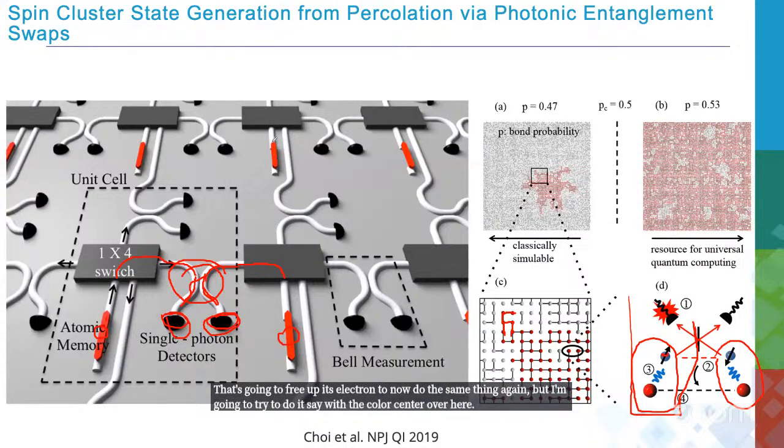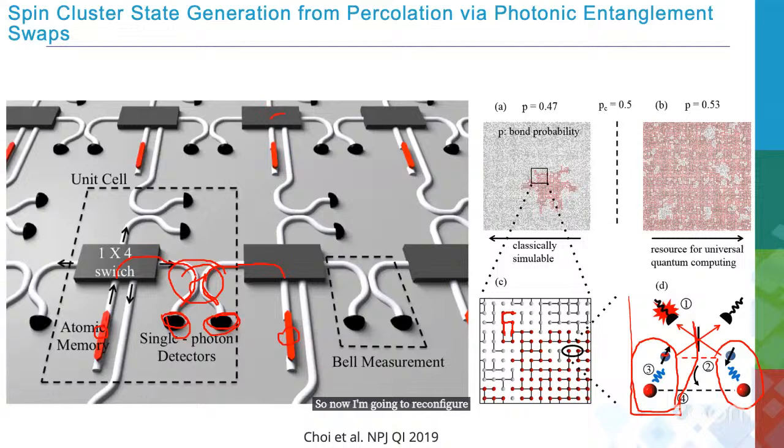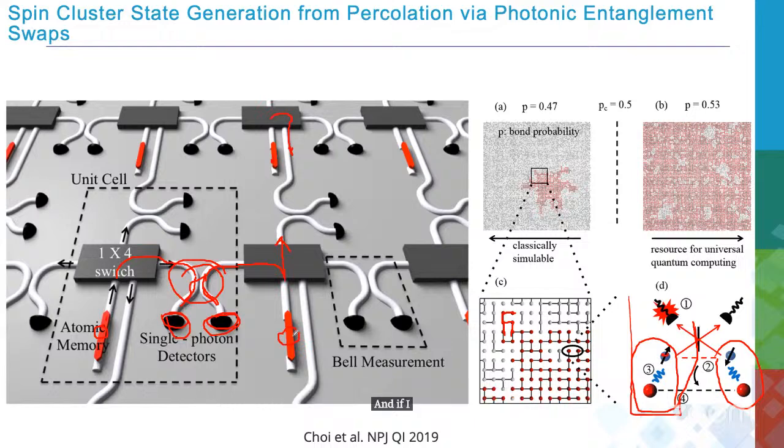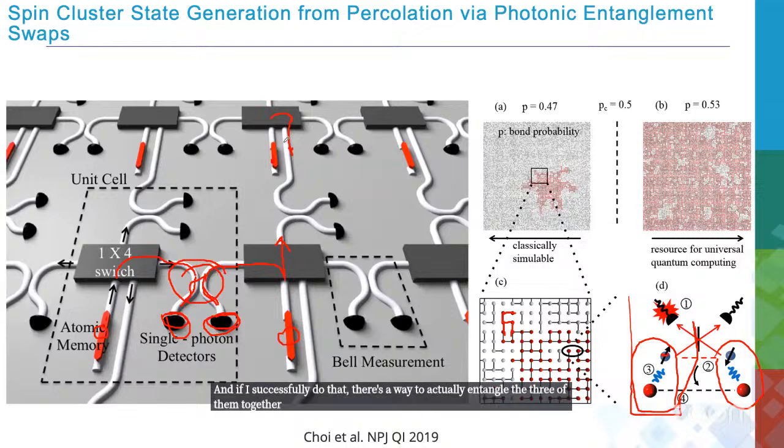So now I'm going to reconfigure this one switch to come down here, and I'm going to reconfigure this one switch to go up here. And now I'm going to try to entangle this color center, its spin qubit, electron spin, with this electron spin. And if I successfully do that, there's a way to actually entangle the three of them together by manipulating the nuclear spins with a magnetic field and then stimulating them to emit photons again.